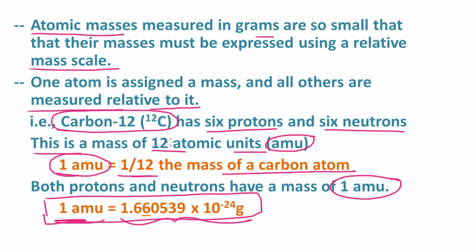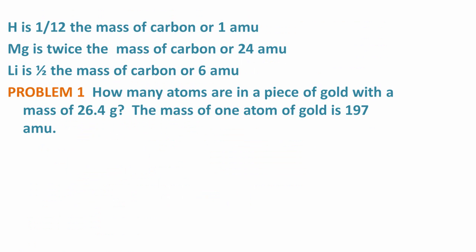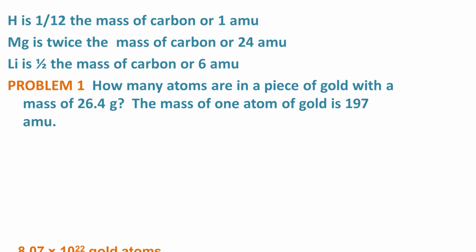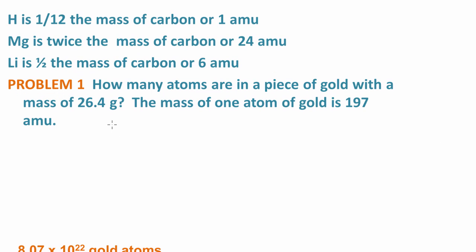So we could easily find out the mass in grams of one atom of carbon. We know that carbon has 6 protons, 6 neutrons, so that would be 12 atomic mass units. 12 times this number here would give us the mass in grams of one carbon atom. So as I said, all of the other elements' atoms are measured relative to carbon-12.